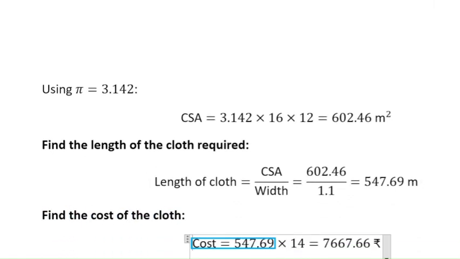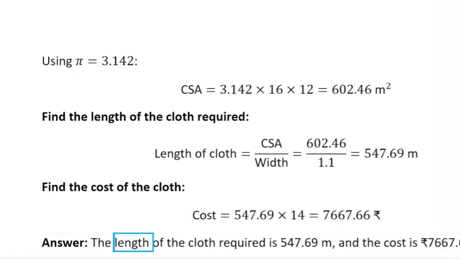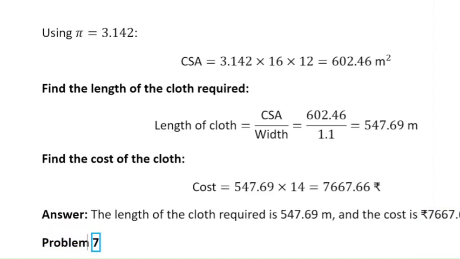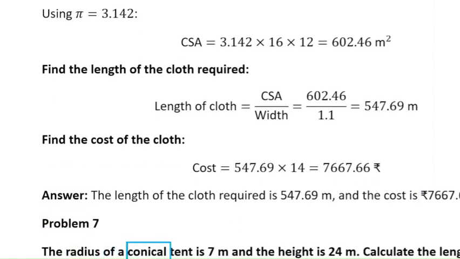Find the cost of the cloth. Cost equals 547.69 times 14 equals 7667.66 rupees. Answer: the length of the cloth required is 547.69 m, and the cost is 7667.66 rupees.